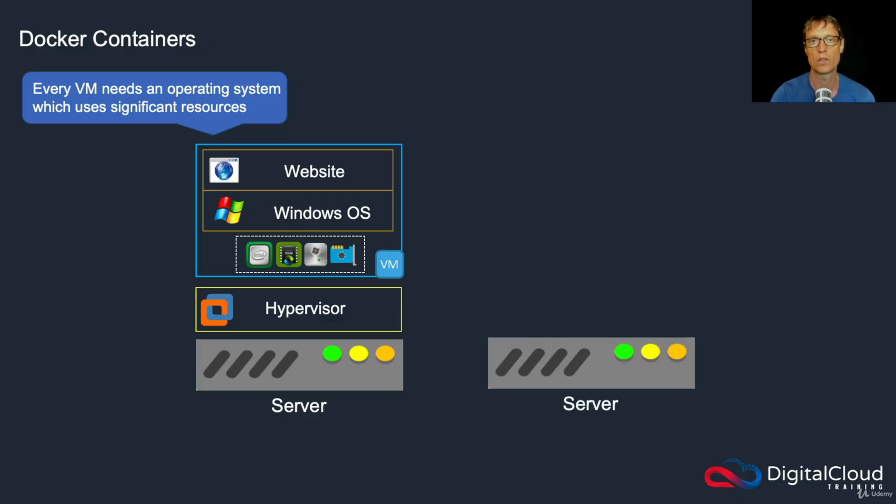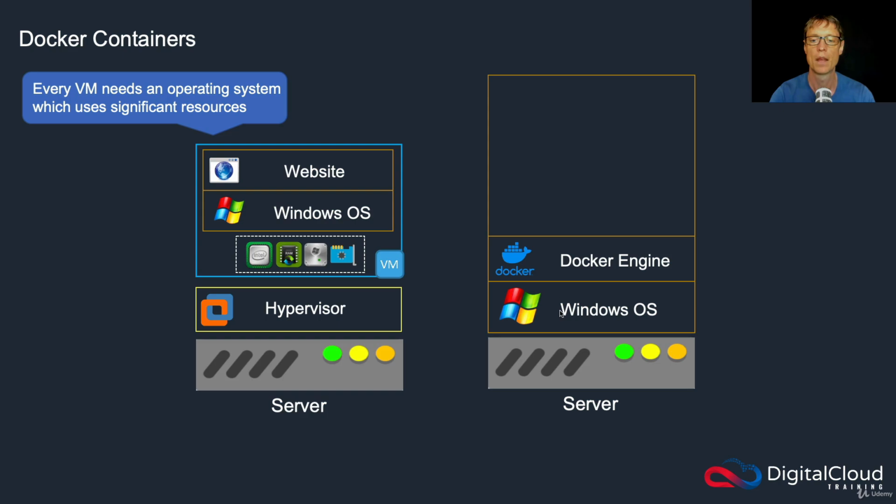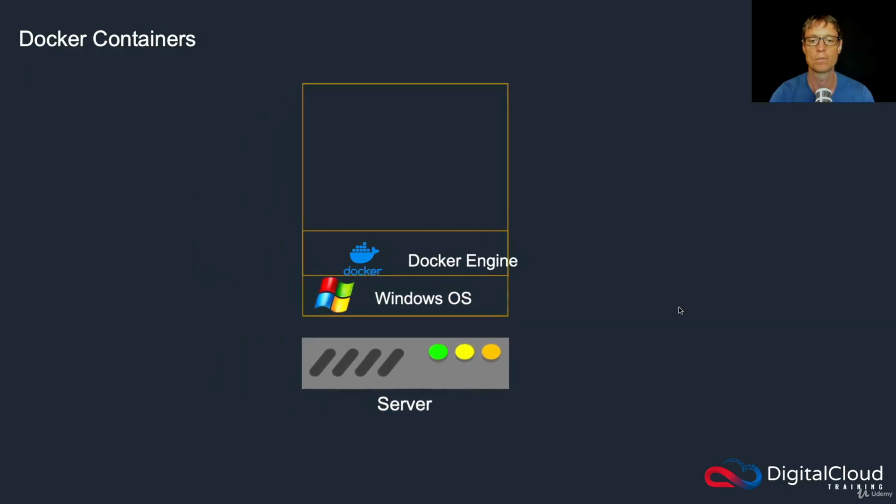Now, in the container world, the architecture is slightly different. So we have the server, we then have an operating system. Again, the example is Windows, doesn't have to be Windows. And then on top of that, we run something called the Docker engine. Now, there are other examples, but Docker is one which is very well known. It's probably the most well-known containerization platform there is. So the Docker engine runs on top of Windows. So we've got one instance of Windows here.